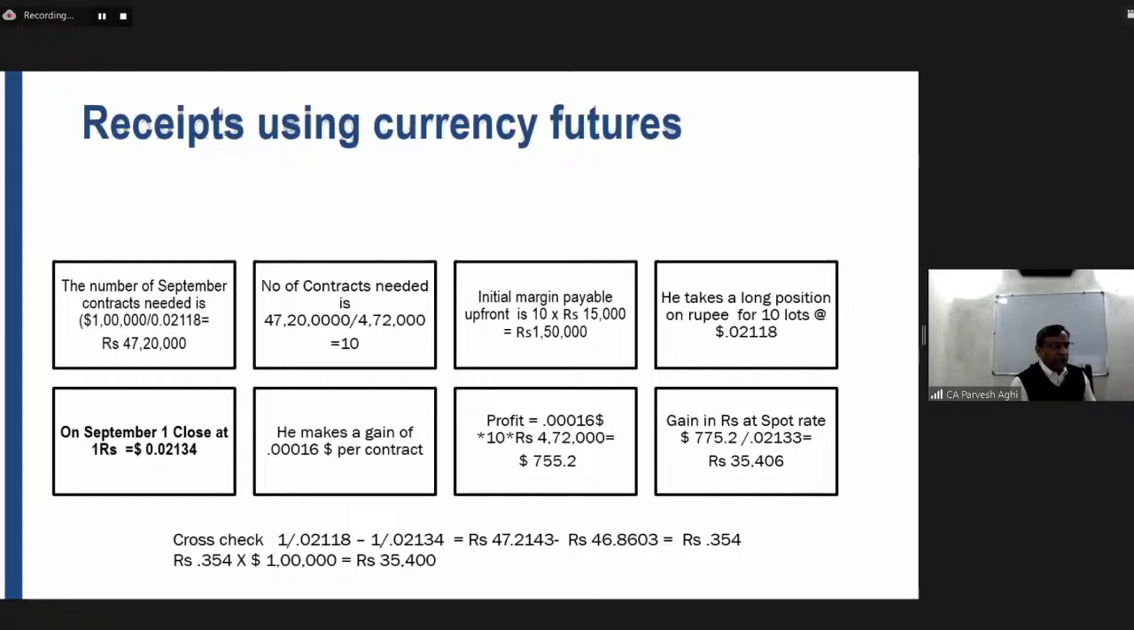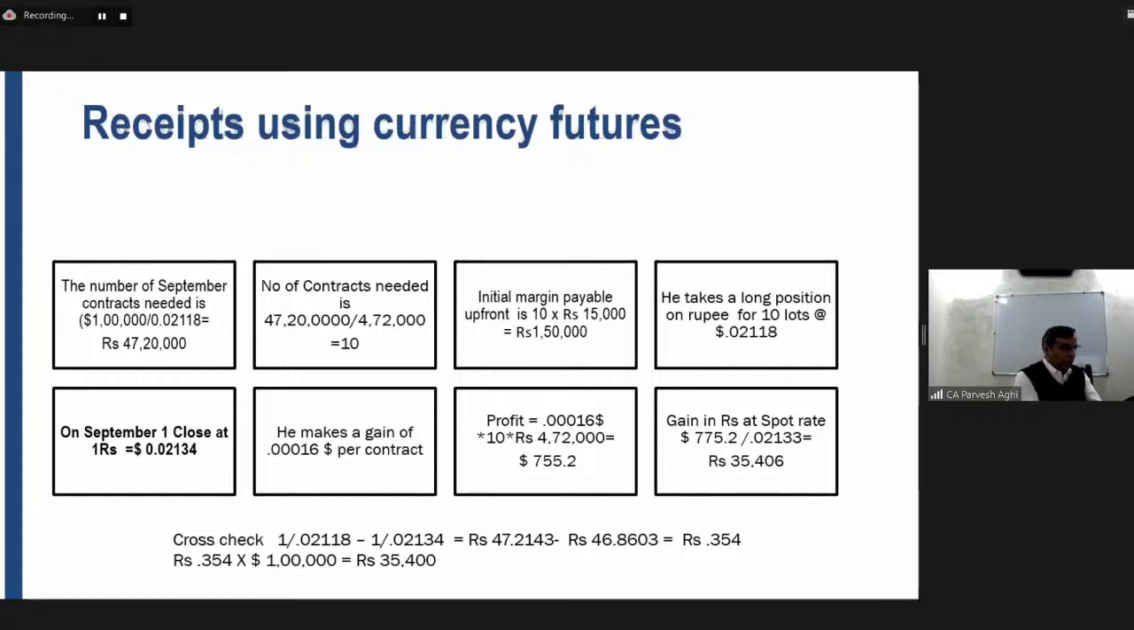The spot rate happens to be 0.02133. That is the future spot rate, the spot rate on 1st of September. So we apply that and convert, and calculate the money as 35,406, and it has actually been calculated the other way around also. Okay, I hope you are understanding.